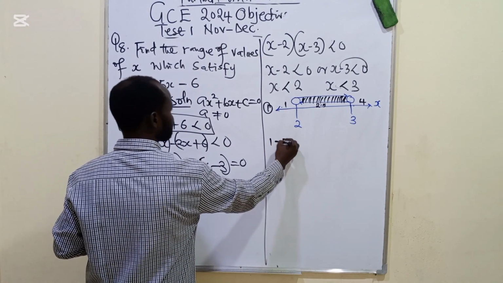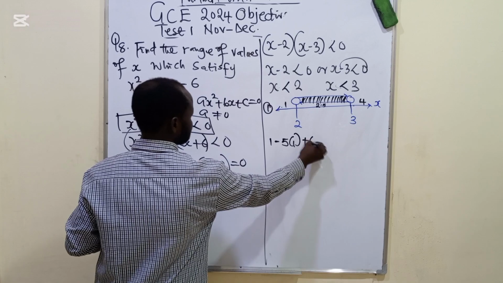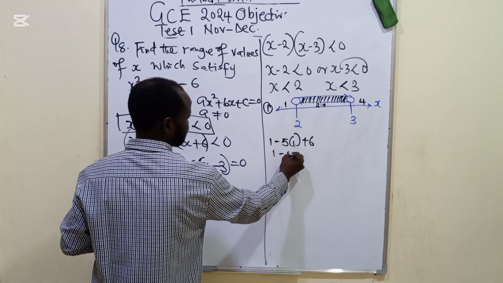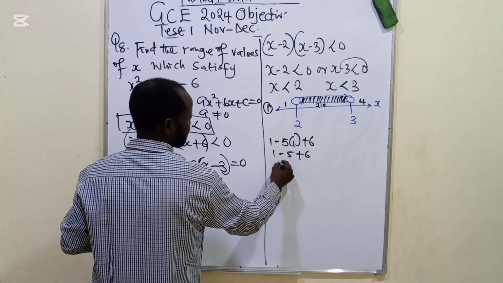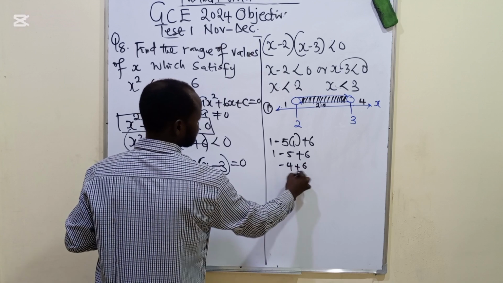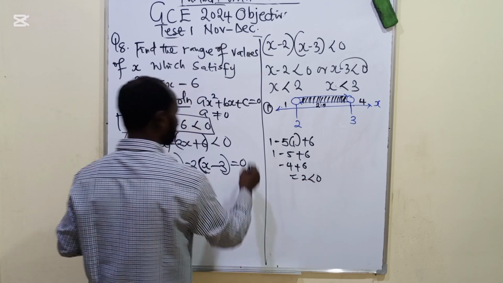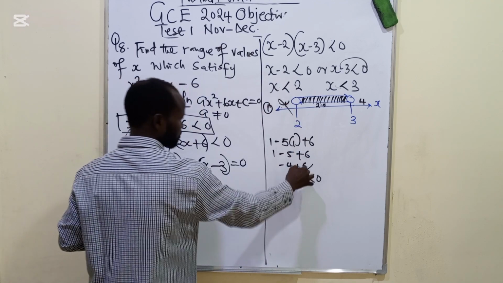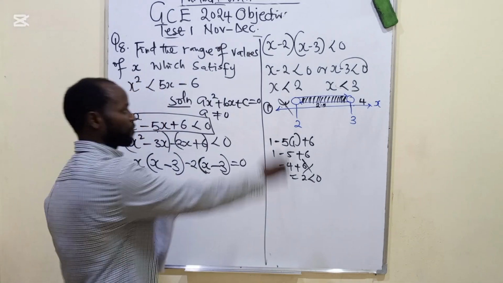1 minus 5 into 1 plus 6. This is 1 minus 5 plus 6. This is minus 4 plus 6, which is 2. Is 2 less than 0? No. You see that it's not going to work. This one is not true when x is 1.